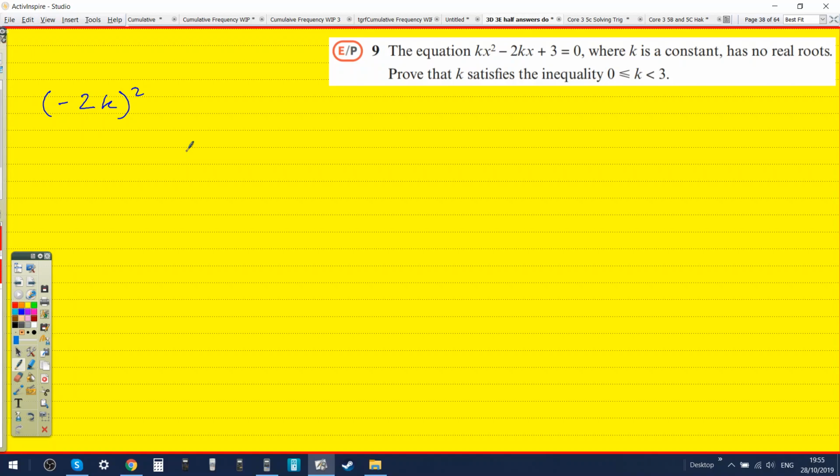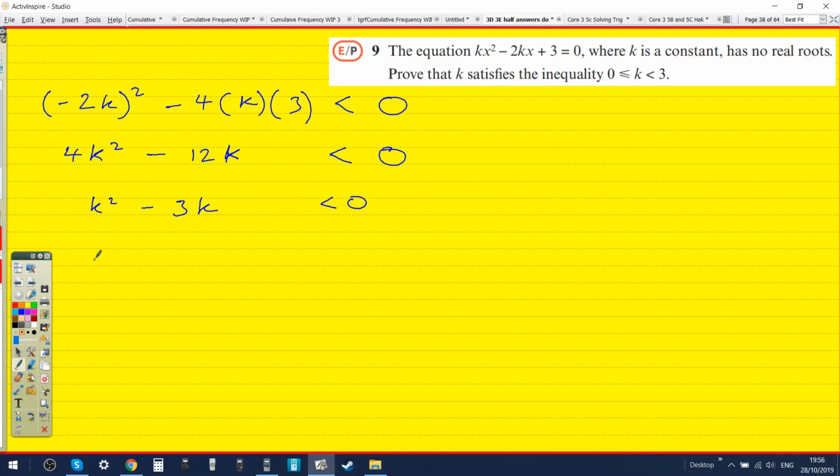Minus 4 times 1. Nope. Times. Oh no. Oh, minus 4 times k. Yep. Times 3. And then that'll be 4k squared minus 12k plus 0 equals 0. And then because it's no real roots, do I then need to do is smaller than 0? Yes. Okay. And then I got 0 is smaller than k, which is smaller than 3.